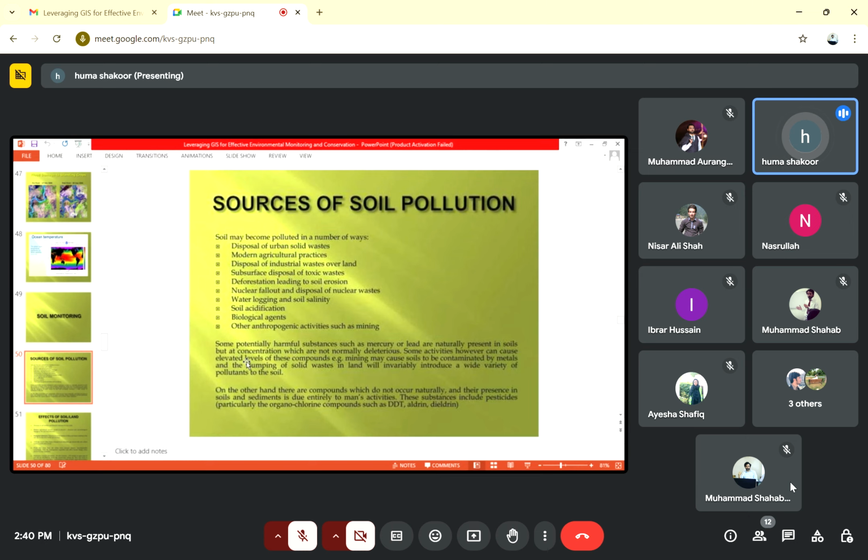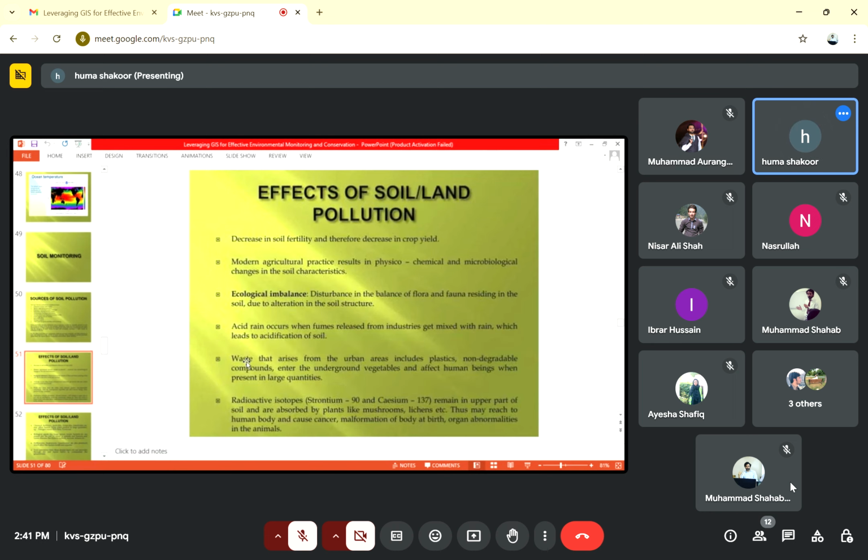And agriculture activities, agriculture practices are also involved a lot in the soil pollution. Deforestation, degradation, nuclear fallout, water logging, salinity, soil acidification, other biological agents like the decay of plants, flora and fauna. So these cause the soil pollution.